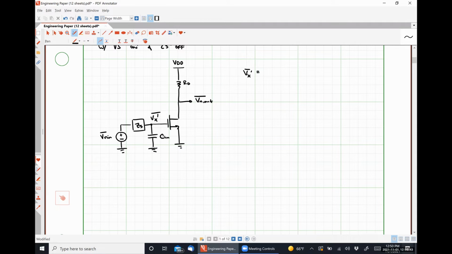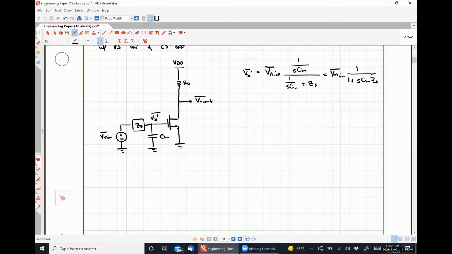Vx prime is equal to Vn in times 1 over SCN divided by 1 over SCN plus ZS, which is the same as Vn in multiplied by 1 over 1 plus SCN ZS. So I'm just multiplying through by a factor of SCN over SCN to get rid of the fractions in my numerator and denominator.